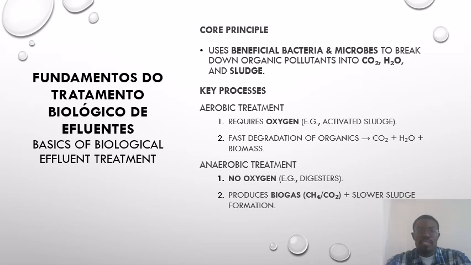And to achieve this, there are two key processes: the aerobic treatment and the anaerobic treatment. In further slides, we'll discuss more on that. But briefly, the aerobic treatment requires oxygen, while the anaerobic treatment does not require oxygen. The aerobic treatment breaks down the organics into carbon dioxide, water, and biomass, whereas the anaerobic treatment produces biogas, which is efficient for our renewable energy.